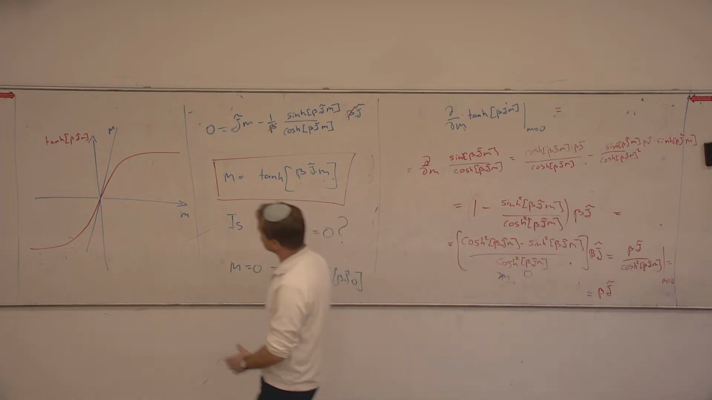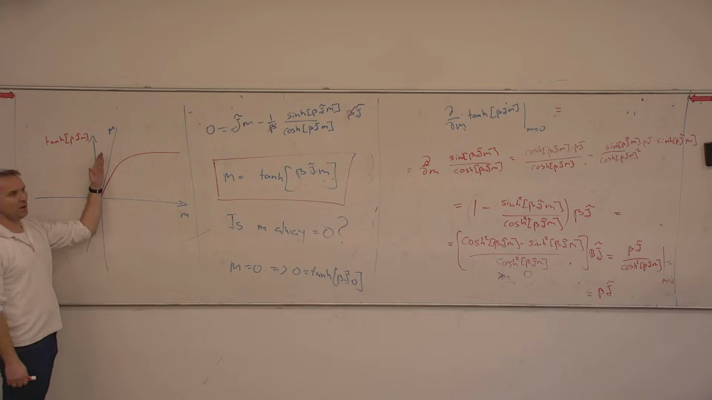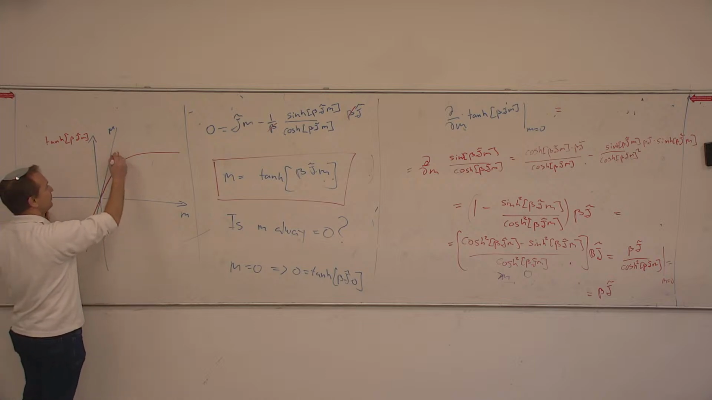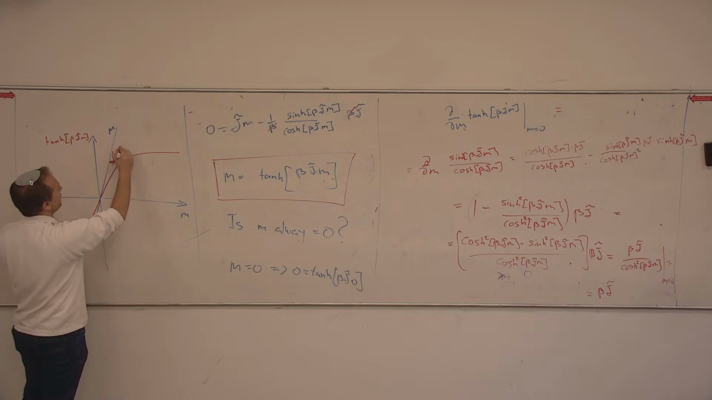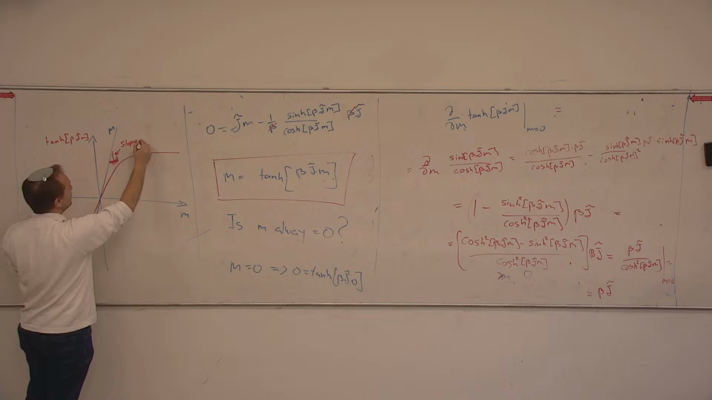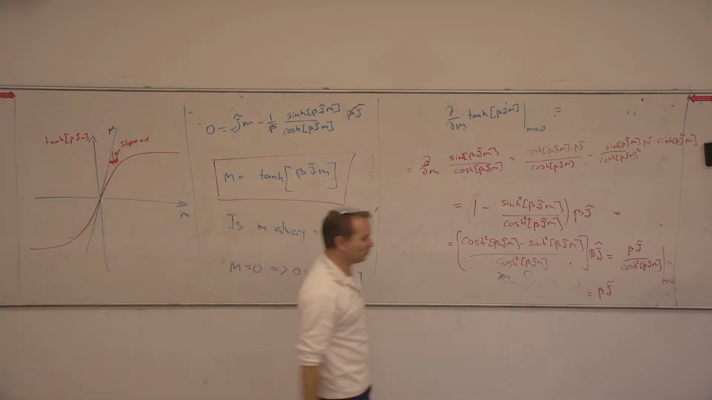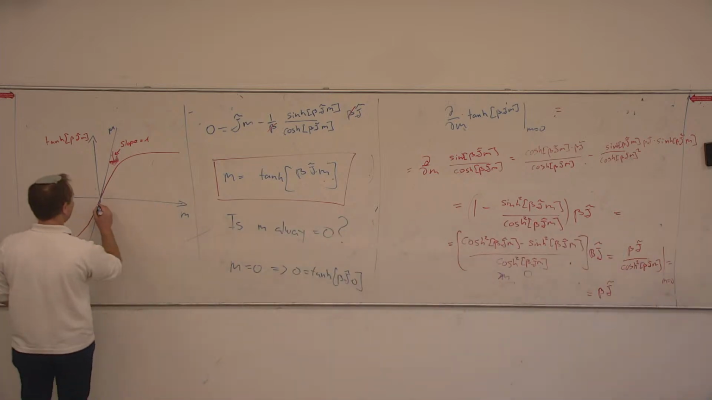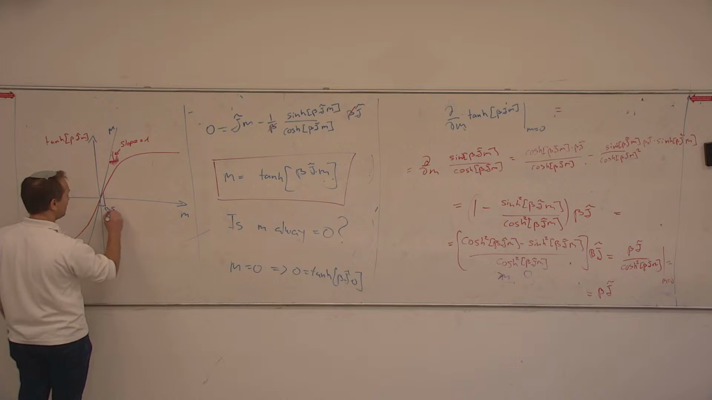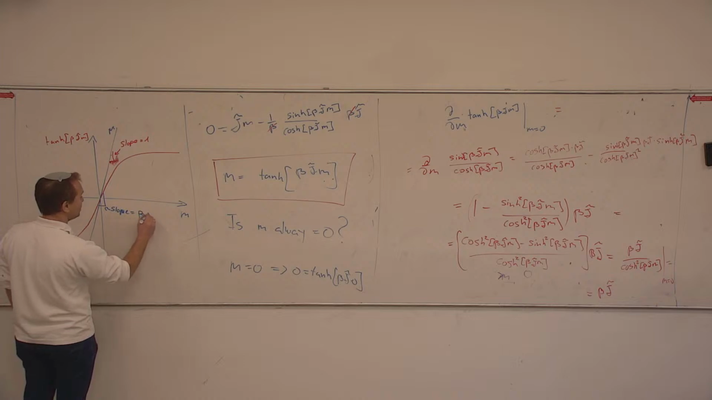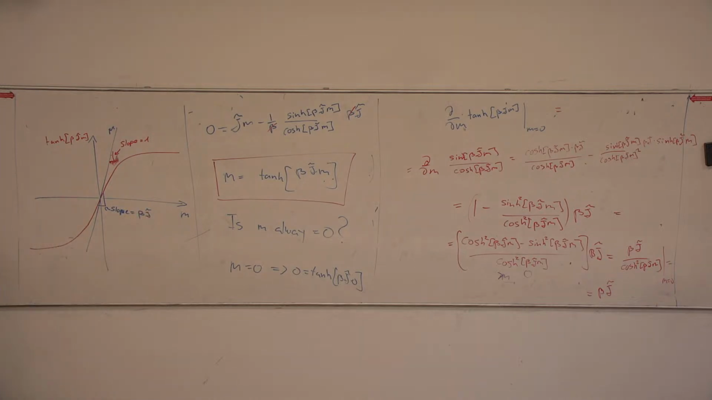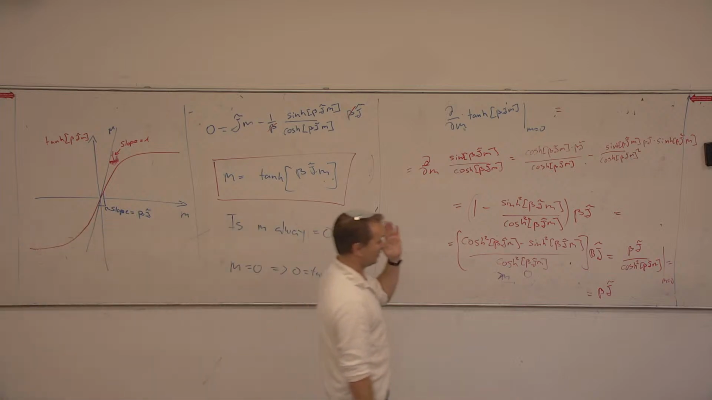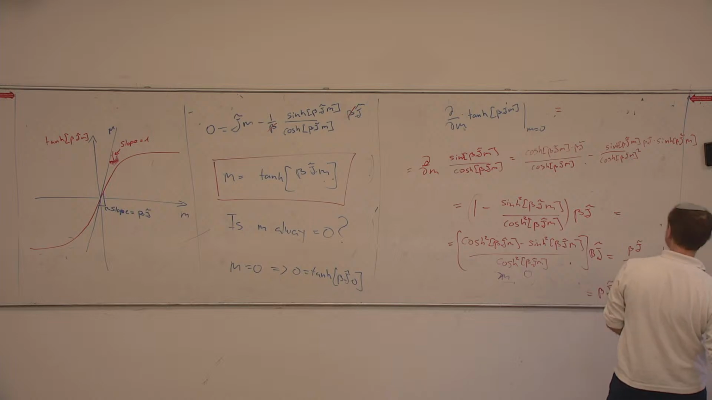So while the slope of this line is 1, the slope of the hyperbolic tangent is what? The slope is beta j tilde. So anytime beta j tilde is greater than 1, the slope will be more than 1. Exactly. So let's plot it.